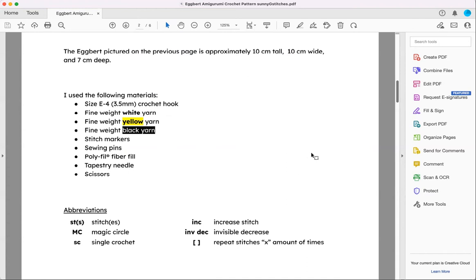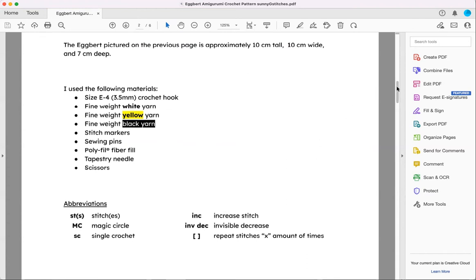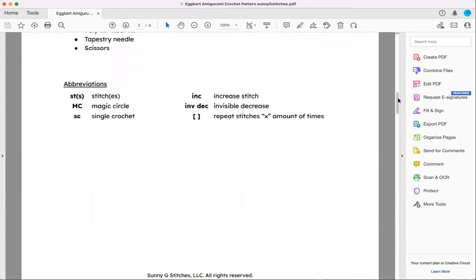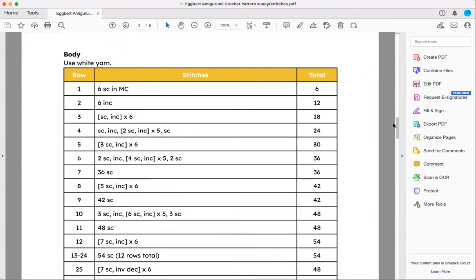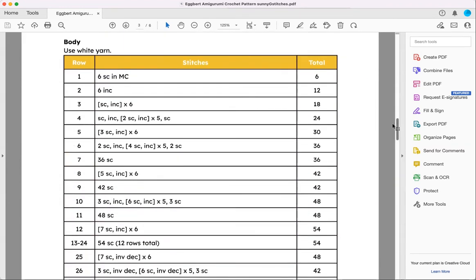All right, so let's see it all in action. First things first, on this Egbert, you are going to complete the body. Since you have multiple colors of yarn, I also indicated in my pattern that you're going to be using white yarn for this section.